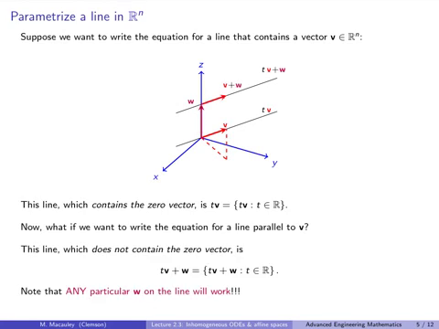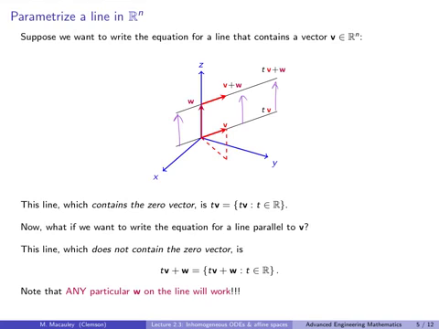So this new line, which does not contain the zero vector, is the old line tv plus this w. In other words, it's what we get if we just add w to this line and we shift it up. We just shift it up from going through the origin, going through w. And algebraically, that's the set t times v plus w, where t is any real number. And notice that any particular w on this line will work.